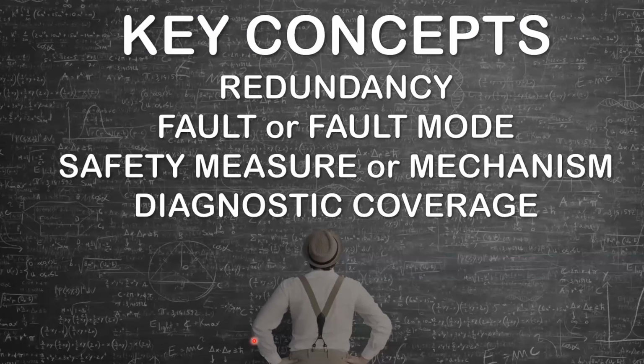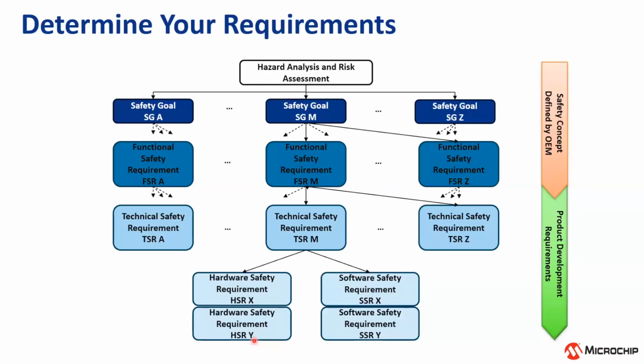So our key concepts here are redundancy and safety mechanisms and diagnostic coverage. These requirements for all of these things come from the hazard analysis risk assessment. So the hazard analysis risk assessment, when we determine what the hazard is, we assign the SIL level. We define safety goals; those inherit the SIL level. When we define functional safety requirements, those inherit the SIL level. When we get down here to the hardware and software requirements, those also inherit the SIL level.